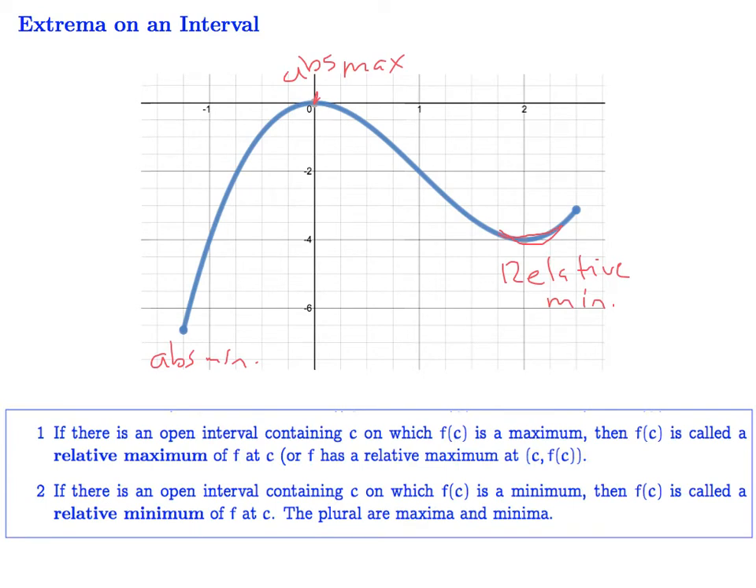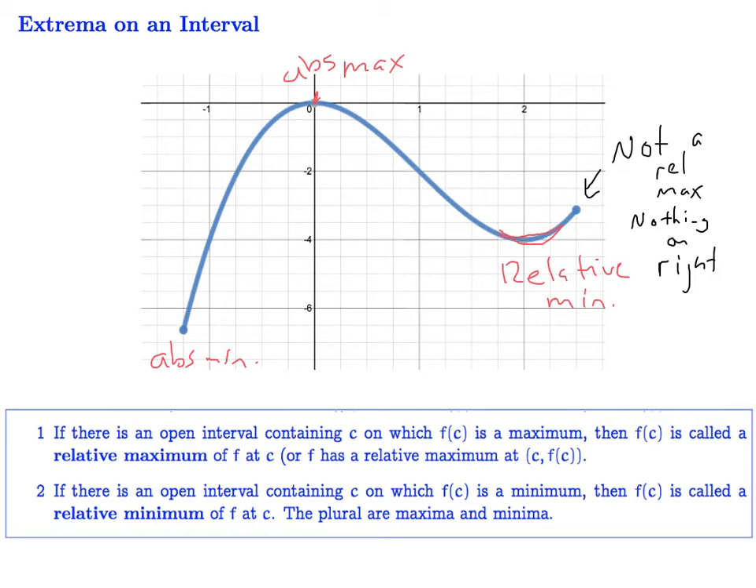So the technical definition is that if there is an open interval containing a point c on which f of c is a maximum, then f of c is called a relative maximum. And if there's an open interval containing c on which it's a minimum, then it's a relative minimum. So this point over here again is a relative minimum because it's lower than stuff around it. If we look at this point here, this is not a relative max. It is definitely bigger than the stuff to the left of it, but there's nothing to the right to compare it to. So relative extrema really need stuff on both sides to compare them to. Since there's nothing on the right, it's not bigger than anything. It's not a relative maximum.